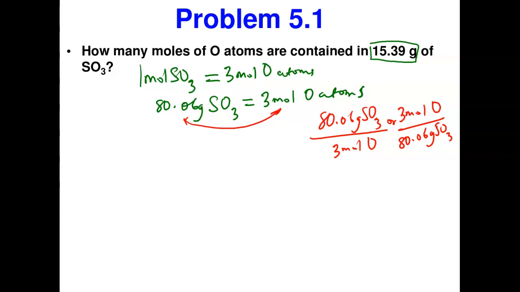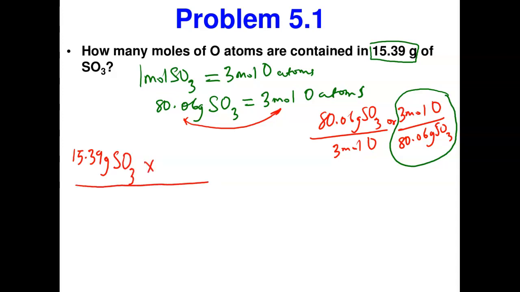So let's move on. Which one are we going to use? Since we're looking for the moles of oxygen, what it simply means is that the mole of oxygen is what we need, and that is going to be at the top. So basically, I'm going to be using this to solve the problem. Moving on from there, I'm going to start with what I was given, which is 15.39 grams of SO3. I'm going to be multiplying that, of course, again.